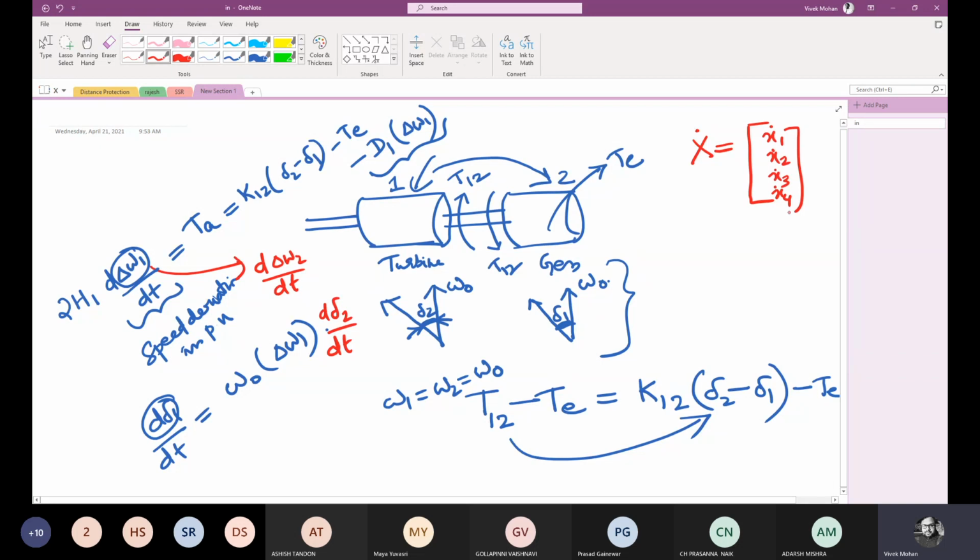So the entire system can be characterized by delta omega 1, del 1, delta omega 2, del 2. If these are the state variables, and their dynamics can be represented as x dot equals Ax, and if I am able to find the eigenvalues and eigenvectors of this Jacobian, the state matrix A, then we will be able to do a qualitative study of the dynamics of the system. So that is what we are going to do.